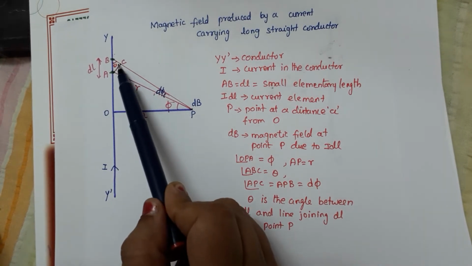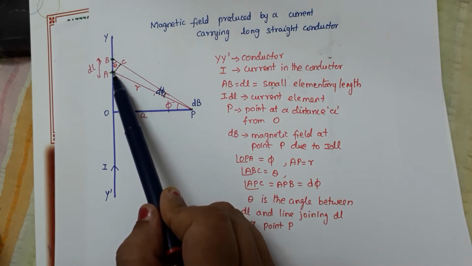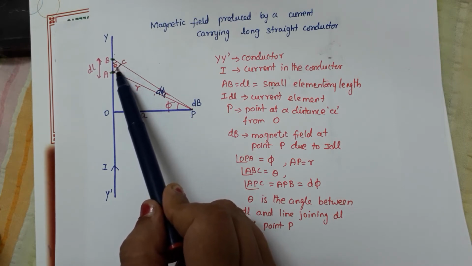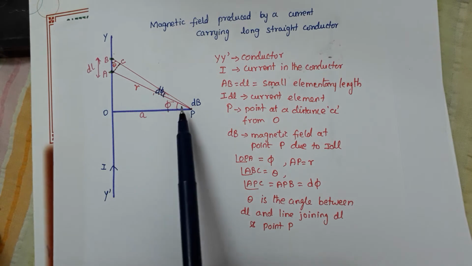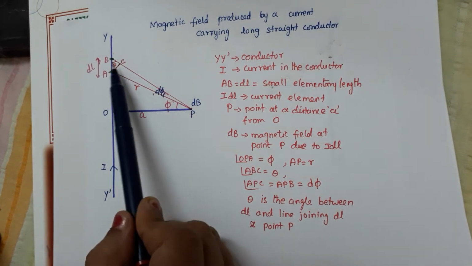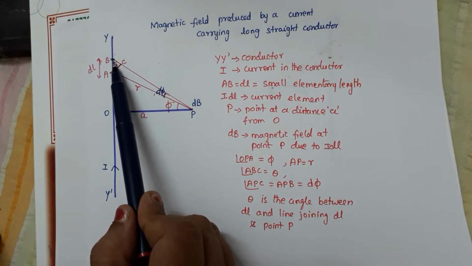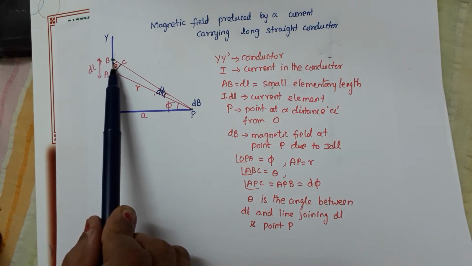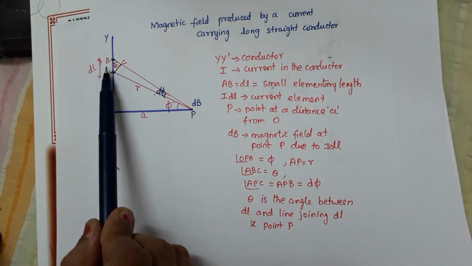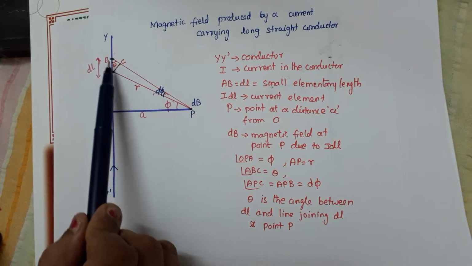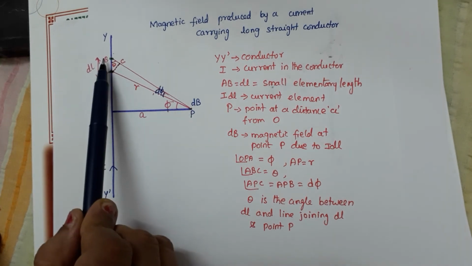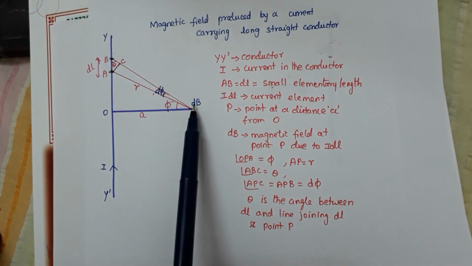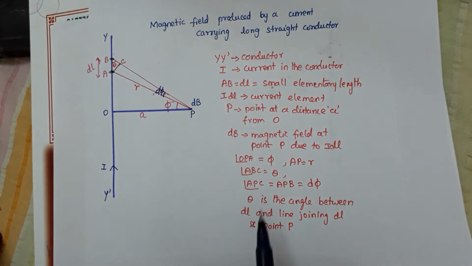Now you have to drop a perpendicular from C. This is the perpendicular. AC is perpendicular to BP, right? Next, theta. In this you have marked theta. What is this angle theta? Theta is the angle between dL and the line joining B and P, that is, the line joining dL and the point P, right? Everything I have written here, children, you can note down.